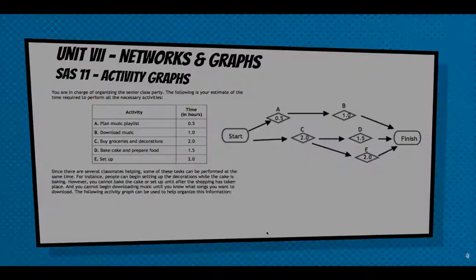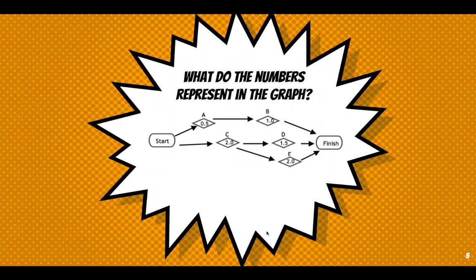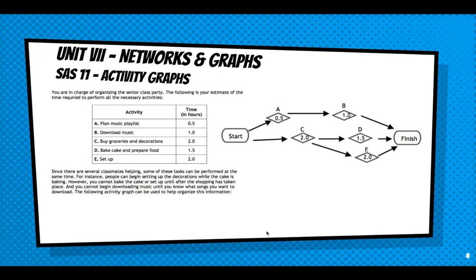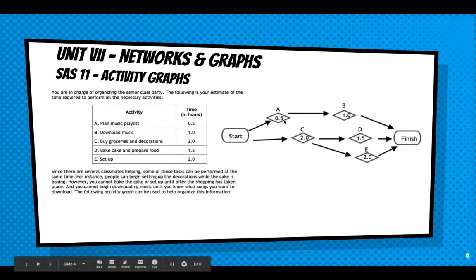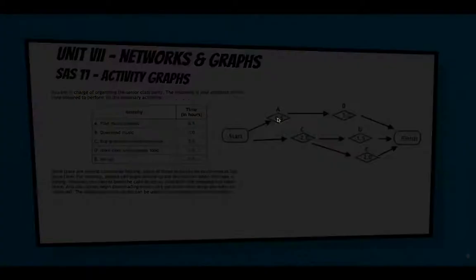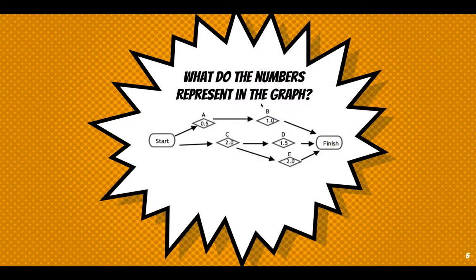So, all right, what do the numbers represent in the graph? We just discussed it. If you go back here and look at the table, it tells you it's time in hours. It says activity A is a half hour. If you come over here and look at this graph, 0.5 is in that little diamond that represents activity A. So we know that the numbers represent the hours it takes to do that task in the activity graph.